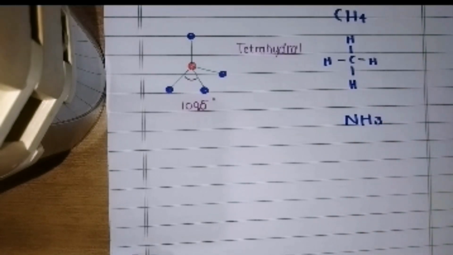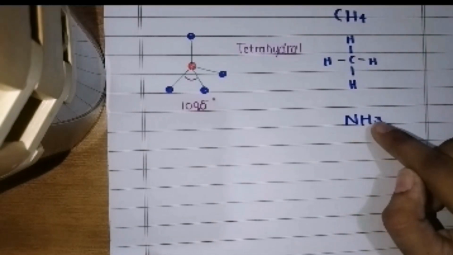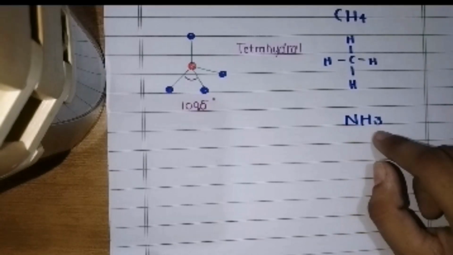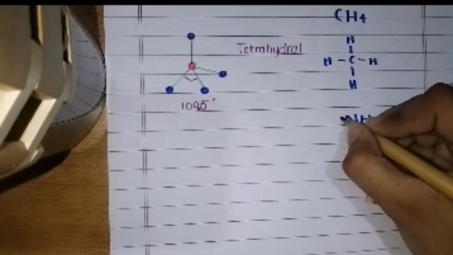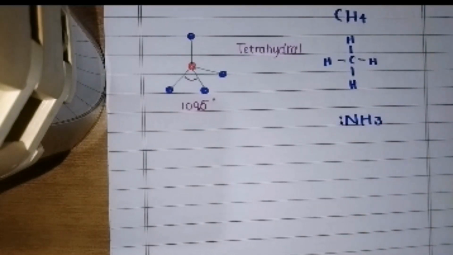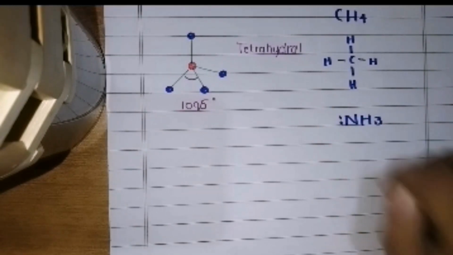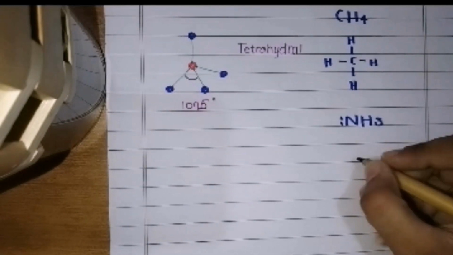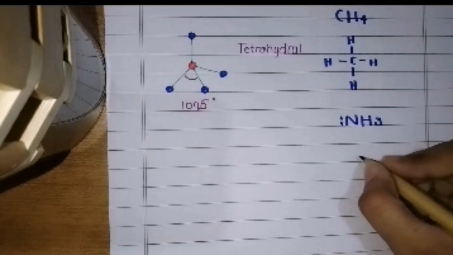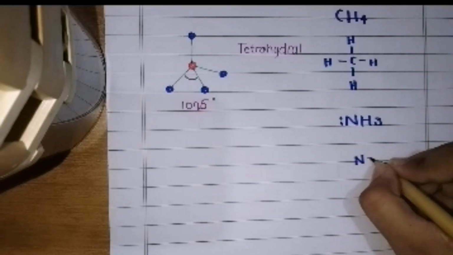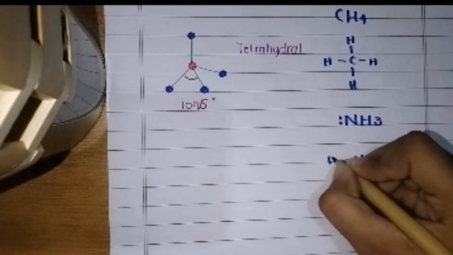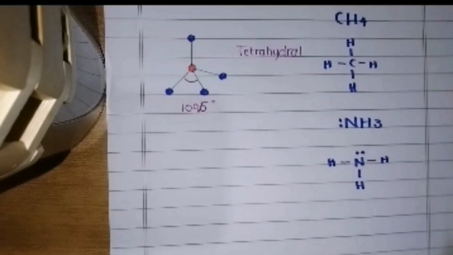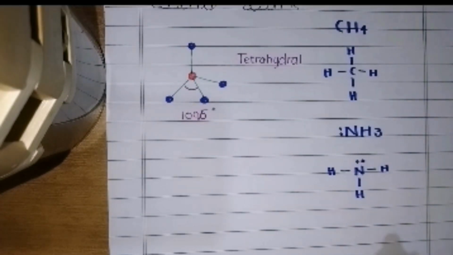So now I'm going to draw this molecule as I have drawn the methane molecule. It would have three bonds on this side and one electron pair. So let me draw its Lewis structure. The Lewis structure says that this nitrogen atom has three hydrogens and one electron pair.